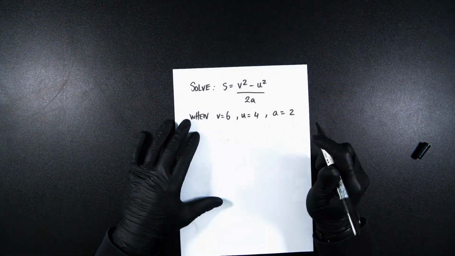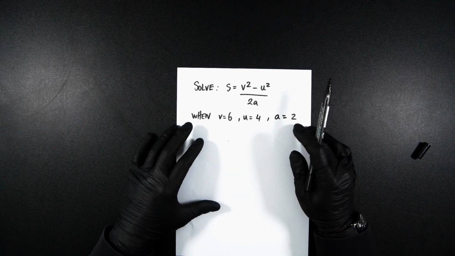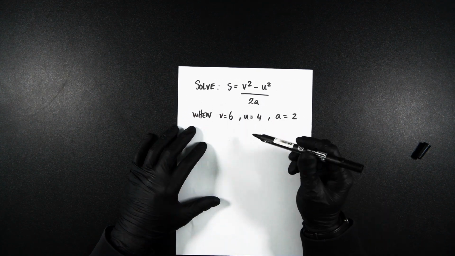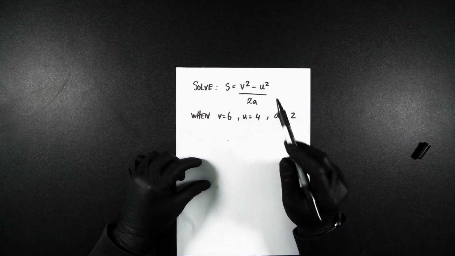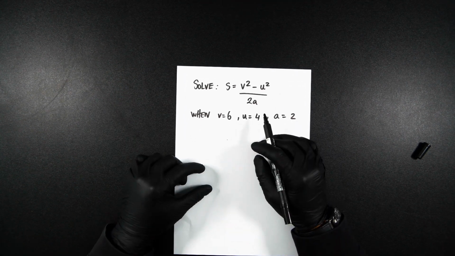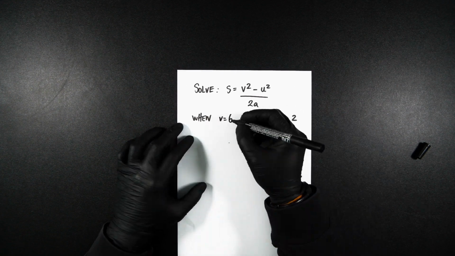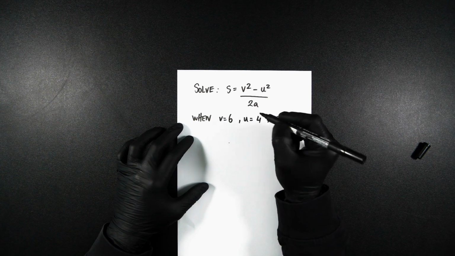In this last problem, you're given a formula which you may or may not be familiar with. You should see it in physics. If you haven't, don't worry about it. I'm not going to explain it because we don't really care about it. All we're interested in is substitution. So let's sub in values for v, u, and a.